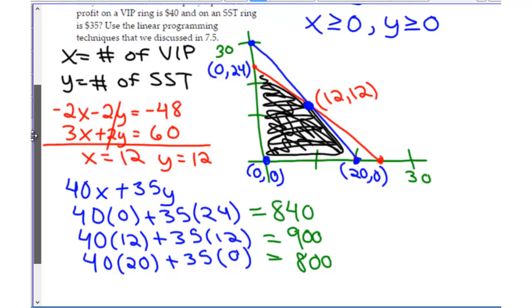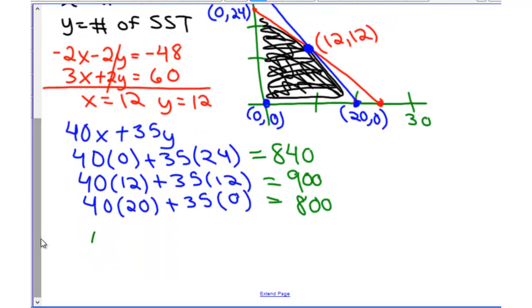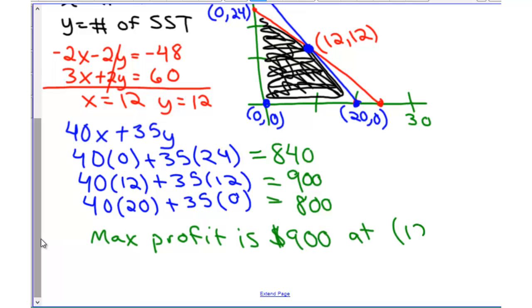And so this is saying that our max profit is $900 at 12, 12. Okay, and so we're saying that's 12 VIP rings and 12 ST rings. That's how many we should produce of each. And that's pretty much the test.